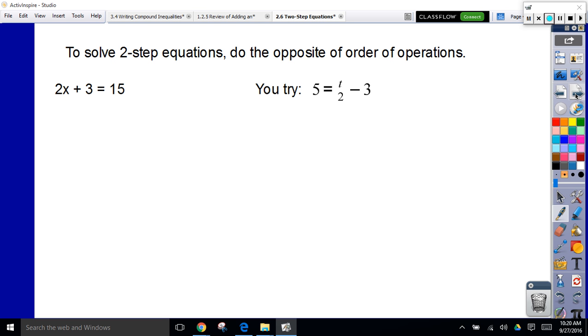But in order to know what to do first, we have to do the reverse of order of operations. So order of operations tells us that we multiply and divide before we add and subtract, but when we solve two-step equations, we do it backwards. We get rid of addition and subtraction, then I get rid of multiplication and division. So our goal is we want to get this x by itself. So the first thing I'm going to do is get rid of the plus 3. I'm going to do the reverse of order of operations, and I'm going to subtract 3 from both sides.